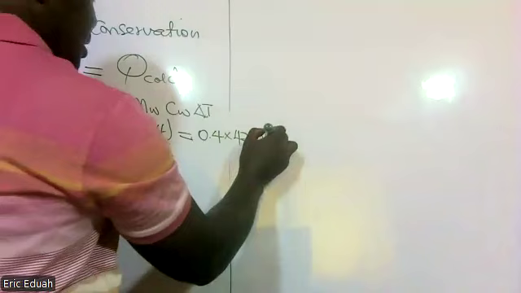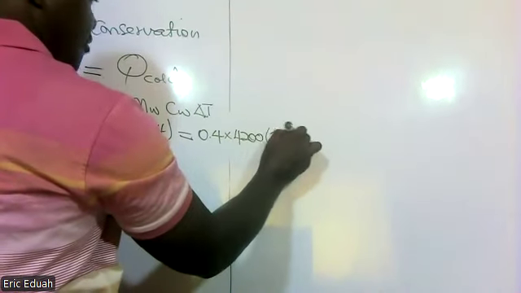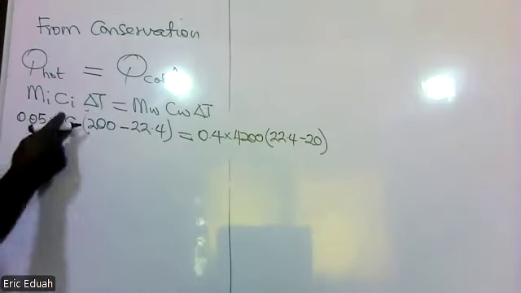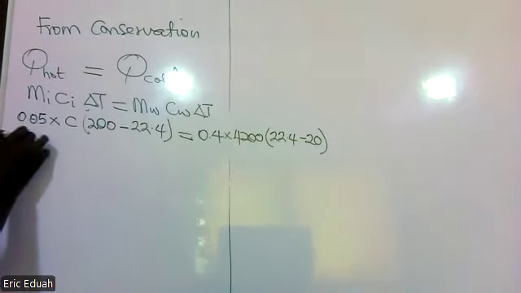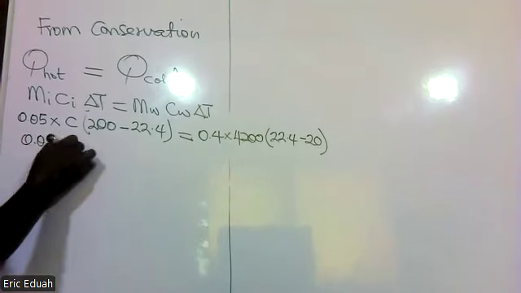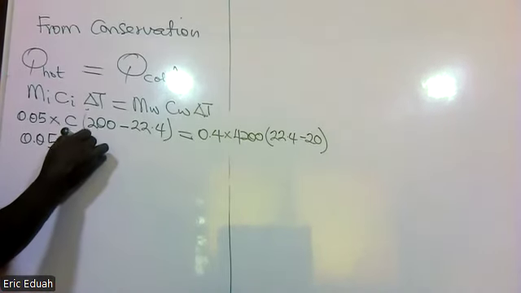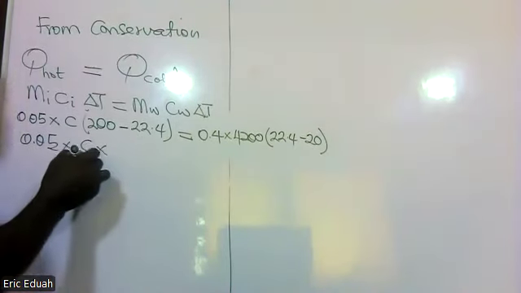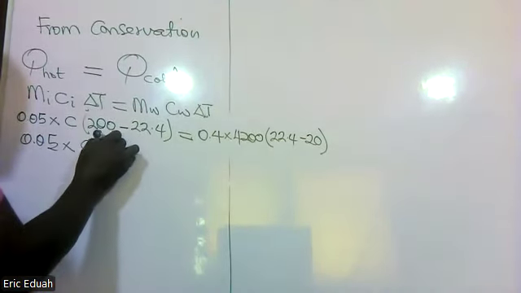So 22.4 minus 20. So C is what you are looking for. So simple a question. So now this is 200 minus 22.4. 177 what?